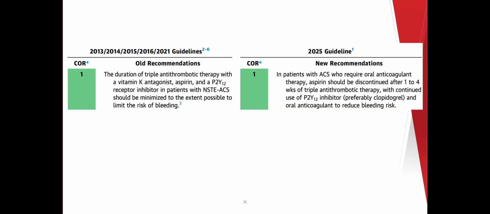That was class 1. The 2025 guideline now explicitly suggests a transition time and also suggests which P2Y12 inhibitor to use. They say, in patients with ACS who require oral anticoagulant therapy, aspirin should be discontinued after 1 to 4 weeks of triple antithrombotic therapy, with continued use of P2Y12 inhibitor therapy, preferably clopidogrel, and oral anticoagulant to reduce the bleeding risk, class 1 recommendation.